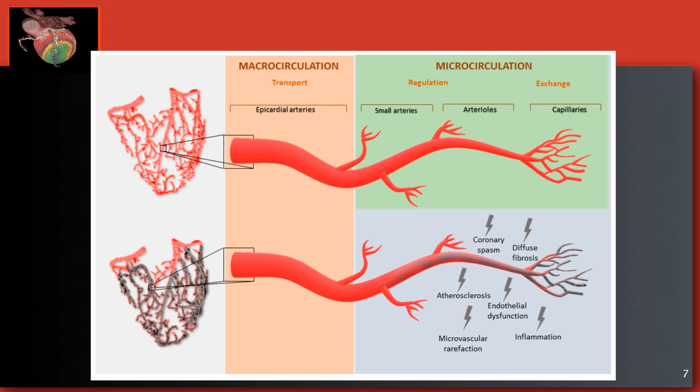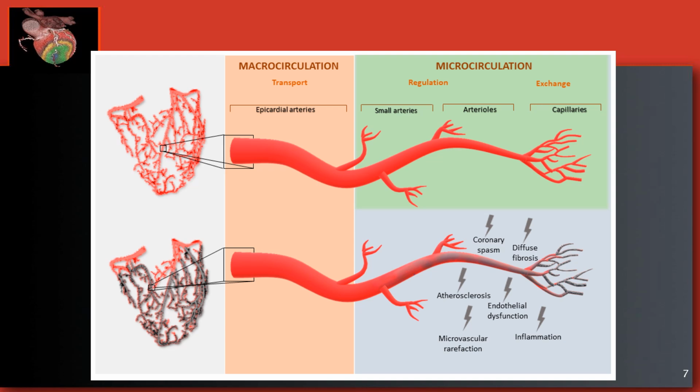But when you have microvascular disease or a disruption in the microvessels, this has a great impact on the ability for the blood to actually get into the myocardium and for that oxygen exchange to occur. So if there are blockages here or the presence of microvascular disease, it leads to inflammation and chronic inflammation in the myocardium, microvascular rarefaction, endothelial dysfunction, arteriosclerosis, coronary spasms, and diffuse fibrosis.